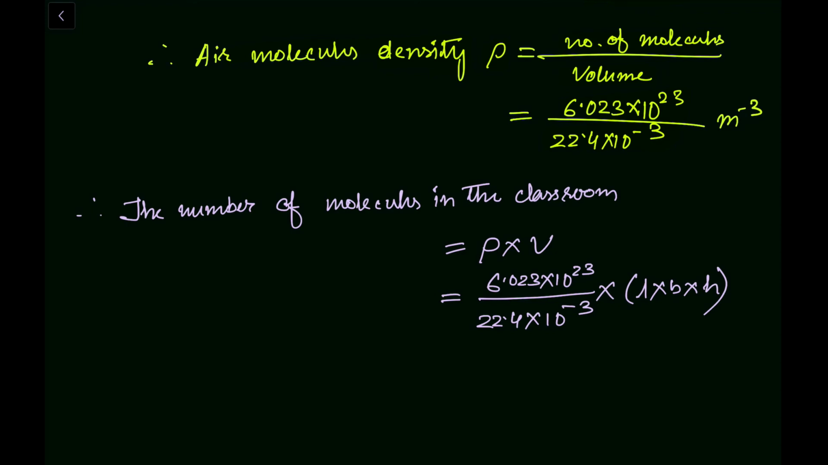Therefore, we can write the number of molecules in the classroom. This will be density multiplied by volume. This is the density we have obtained from here, and this density is multiplied with the volume, L into B into H. This is the volume of the classroom. Therefore, this is the approximation of the number of molecules in the classroom.